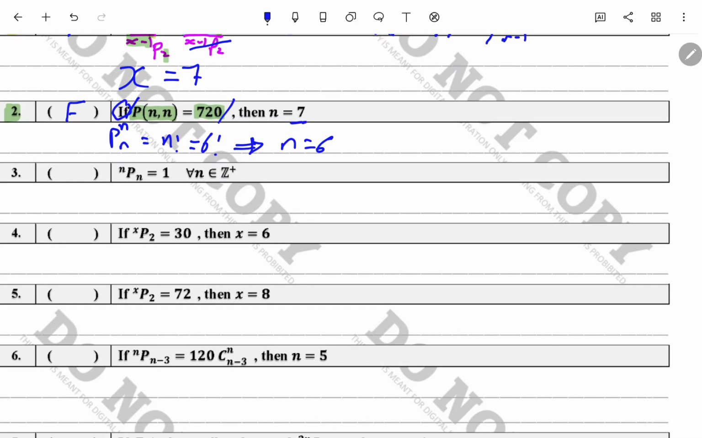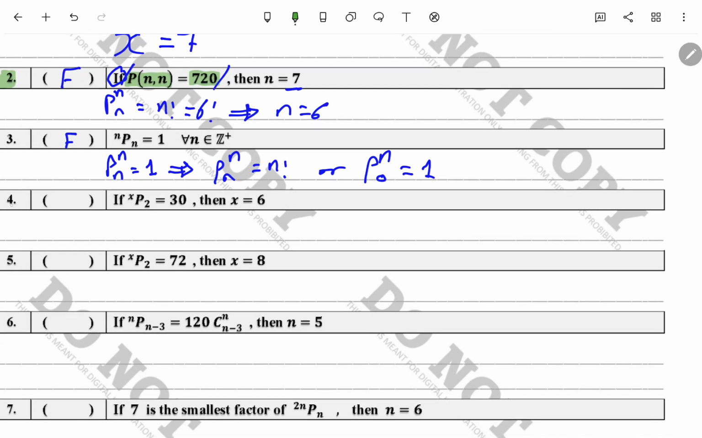In number 3, we can say that n permutation n will give you 1. That means we're going to say either n permutation n equals n factorial, or we can say that n permutation 0 will give you that one. So it is false again. In number 4, we can see that if we have x permutation 2 equals 30, and this is given, then x equals 6.